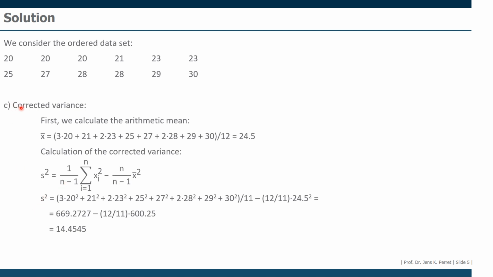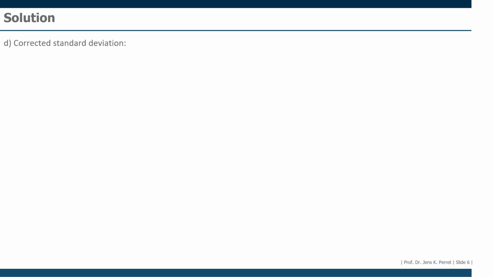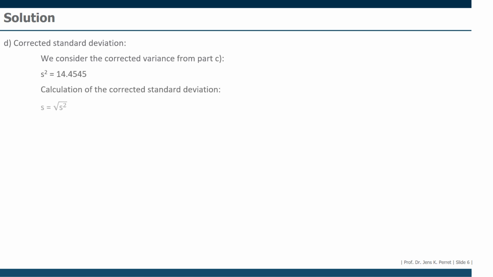Well, since we have the variance, it's an easy step to also get the corrected standard deviation, which is nothing else than simply using the variance we calculated before and taking the square root thereof. So here we're taking the square root of 14.4545, giving us a standard deviation of 3.8019, which then is the last part we had to do for this exercise.